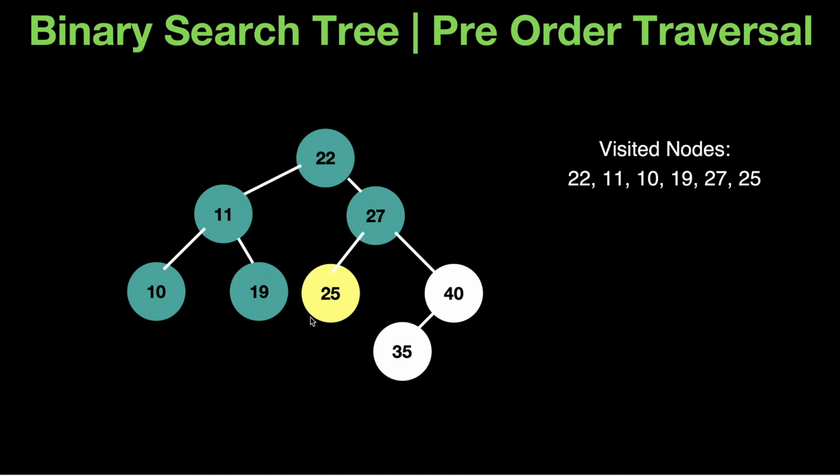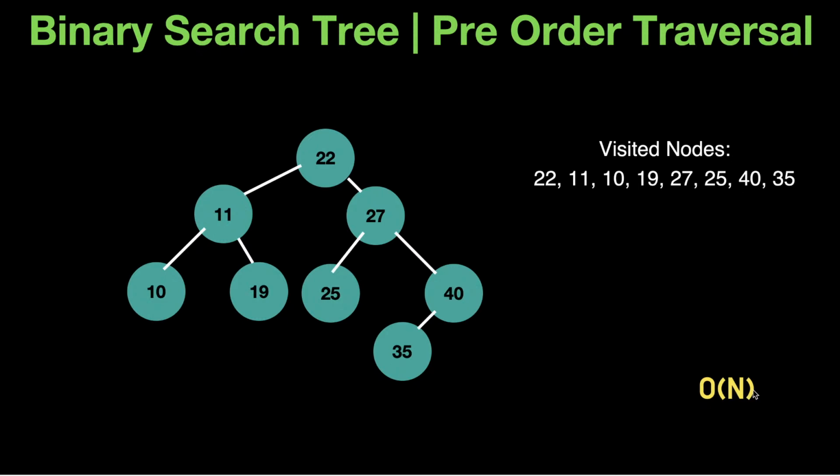So first of all visit 27 and go to the left child of 27, and then visit 25 again and then go to the left child, but it doesn't have left child. If it doesn't have left child, then go to the right child. It also doesn't have right child, then go back to parent, and then now the left subtree is already traversed. Now go to the right subtree. Now again first of all visit 40 and then only go to the left subtree, and then visit 35 again. Now it doesn't have left child, it doesn't have right child, return back to parent. Now it doesn't have right child, return back, and then we have already traversed all of our nodes. This is the pre-order traversal of our binary search tree.